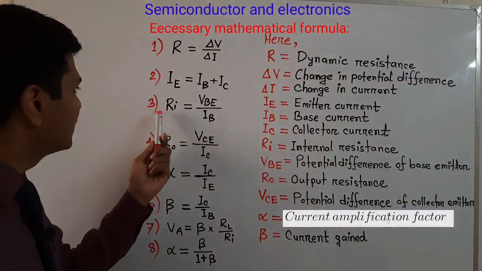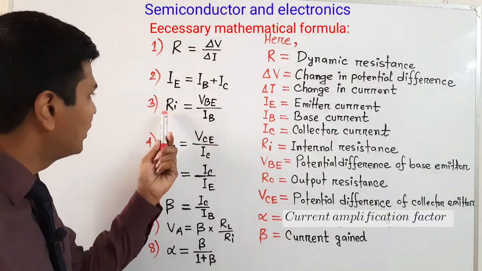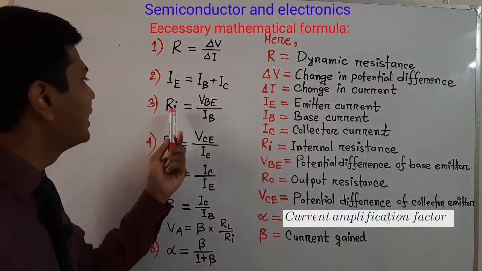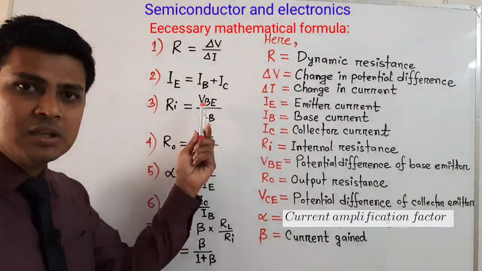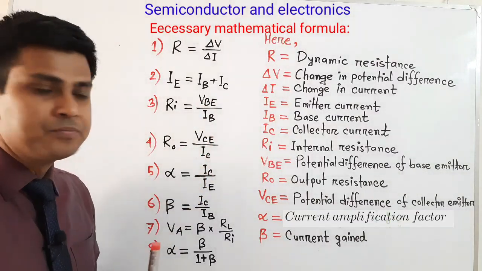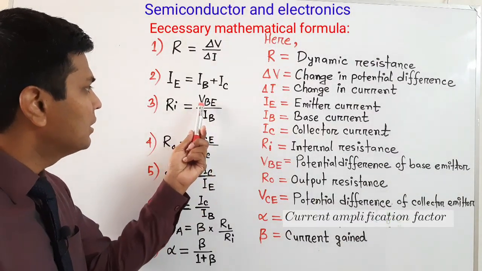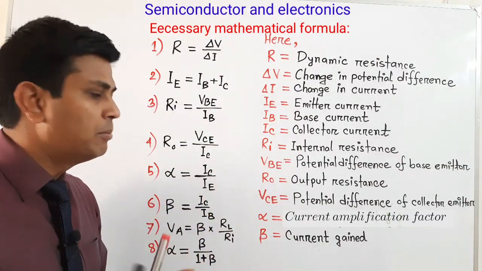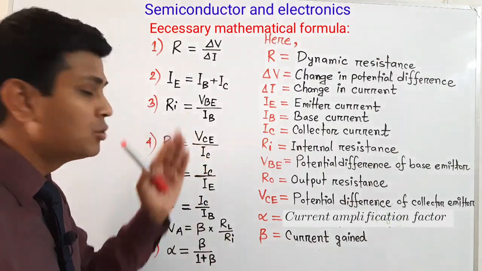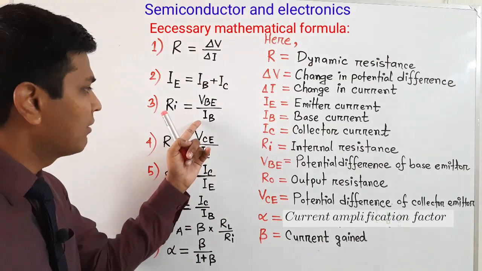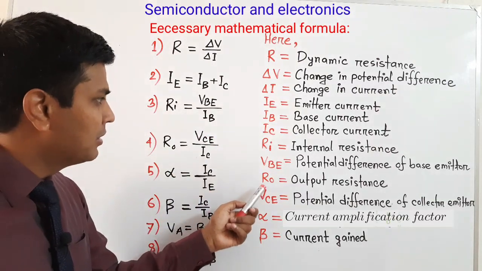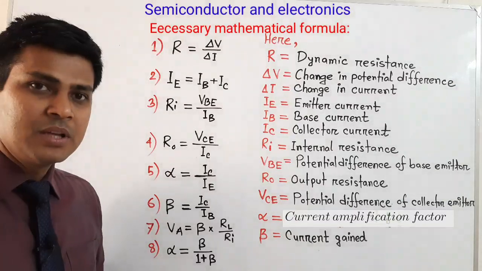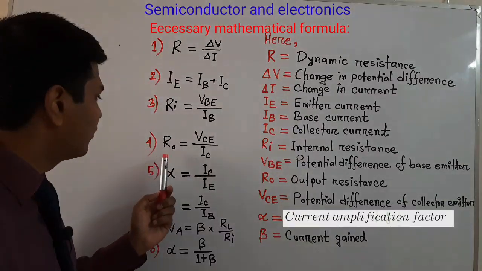Now the third formula, to calculate the internal resistance of the transistor: Ri equals VBE divided by IB. Here VBE is the potential difference between base and emitter. This is the input voltage, and if we divide it by the base current IB, we get the internal resistance.